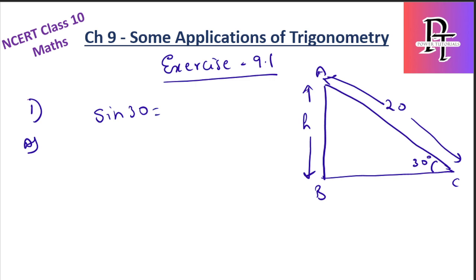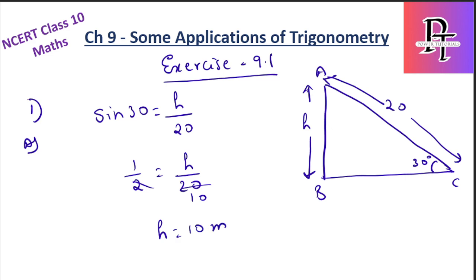Sine 30 is equal to h by 20, opposite by hypotenuse. What is the sine 30 value? Sine 30 is 1 by 2. 1 by 2 is equal to h by 20. 2 ones are 2, 2 tens are 20. So h is equal to 10 meters. Therefore, the height of the pole is equal to 10 meters.